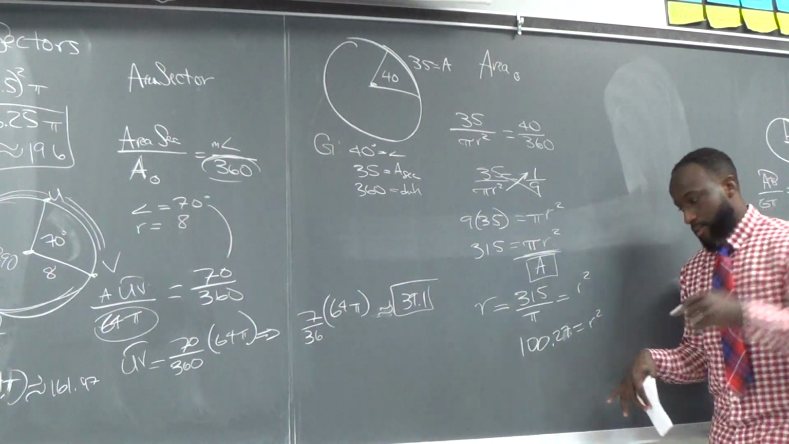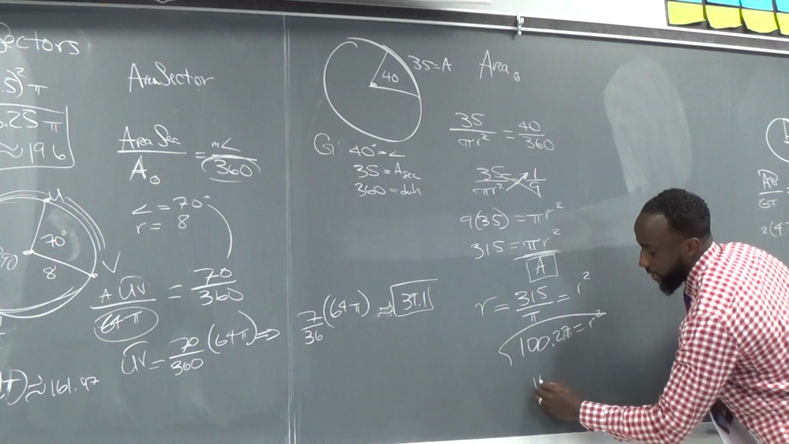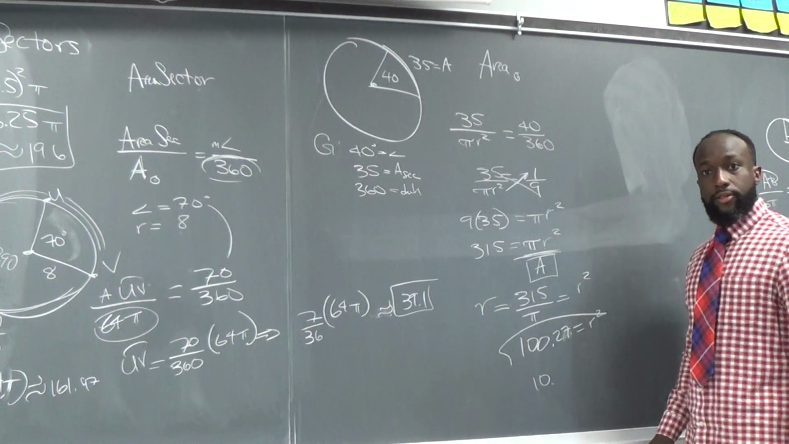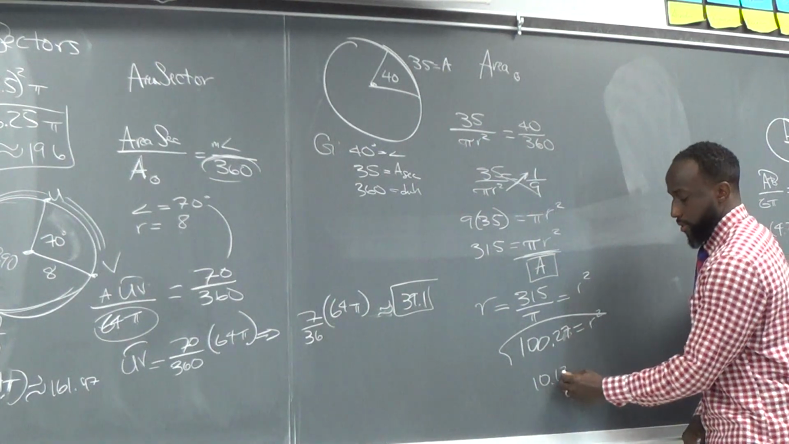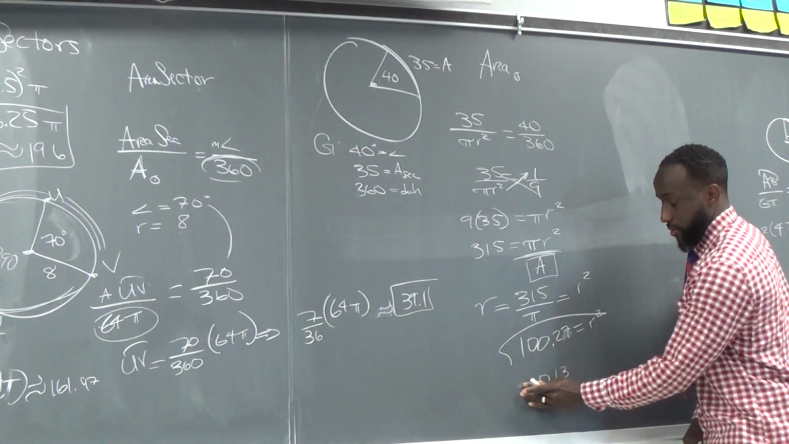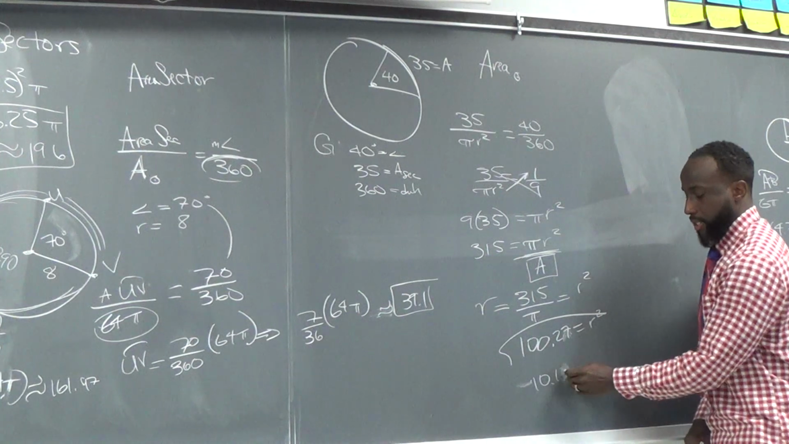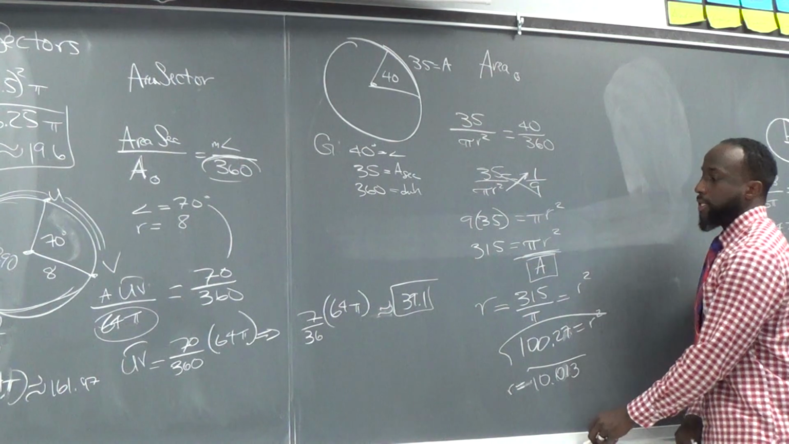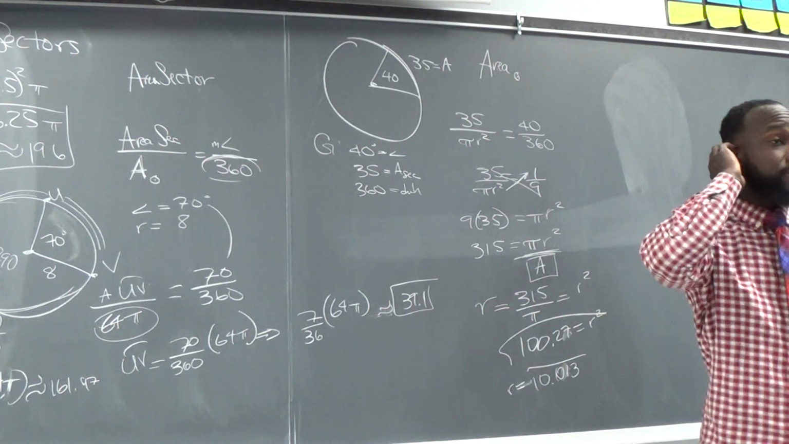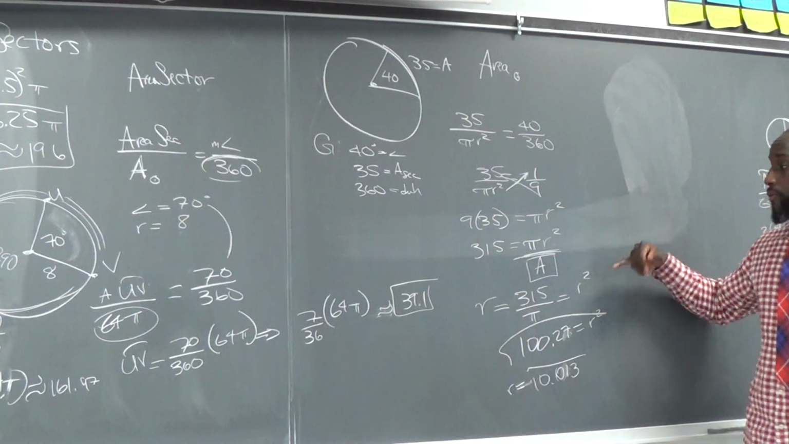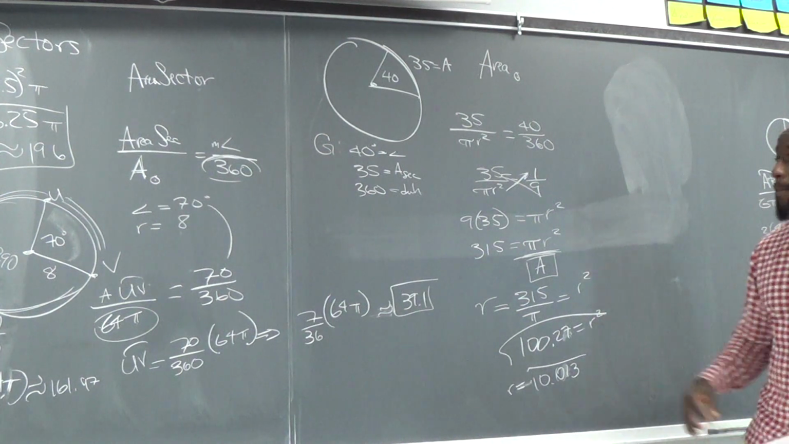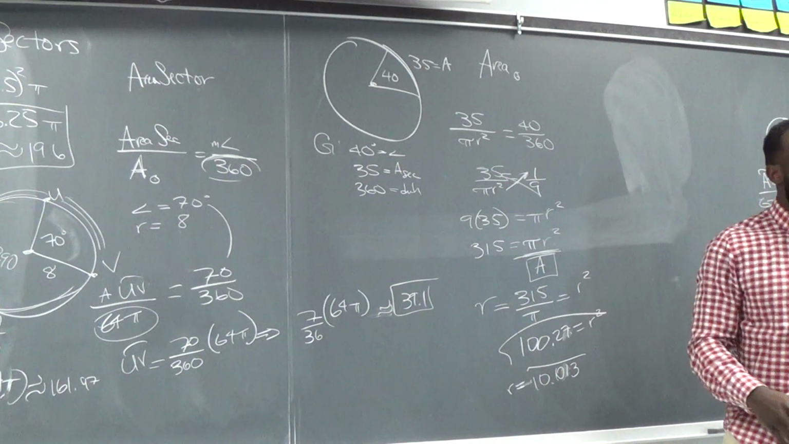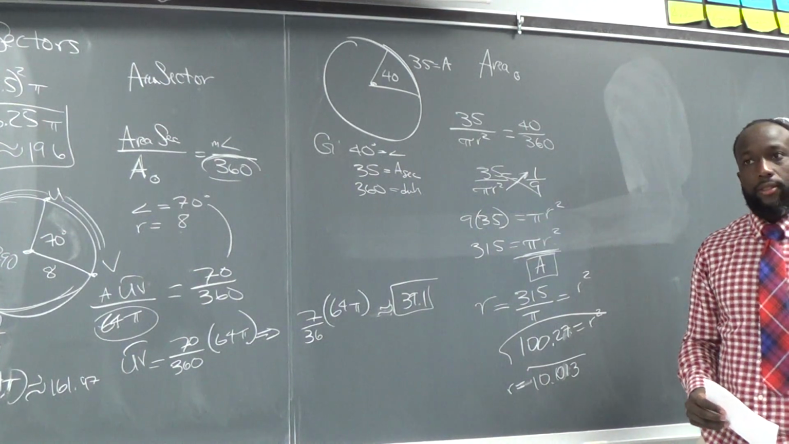You take the square root. So you're going to get 10 something, 10.013. Okay, so that's your radius. That's how you take it a step further, because you will have a problem that will probably ask for the radius. Again, you wrote your givens, you set your proportion, solve for x. We good with this?